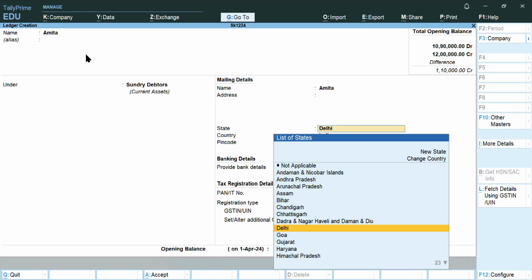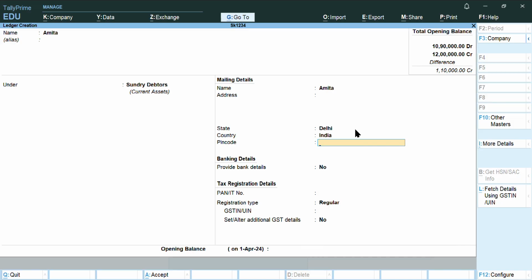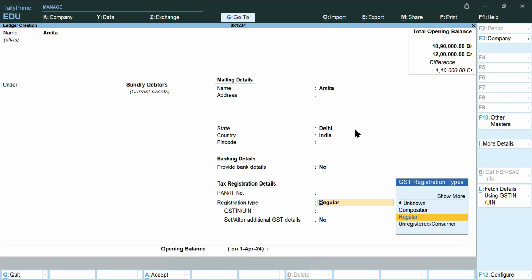Name Amita, state Delhi, right? Because we had initially entered Delhi, it is giving us Delhi as an option. And since CGST, SGST is applicable, the state is right, Delhi. Pin code, no need. Now here you see registration. When we come to registration type, it's unknown or regular or unregistered. So we are working for the regular. A registered person is called regular GST type.